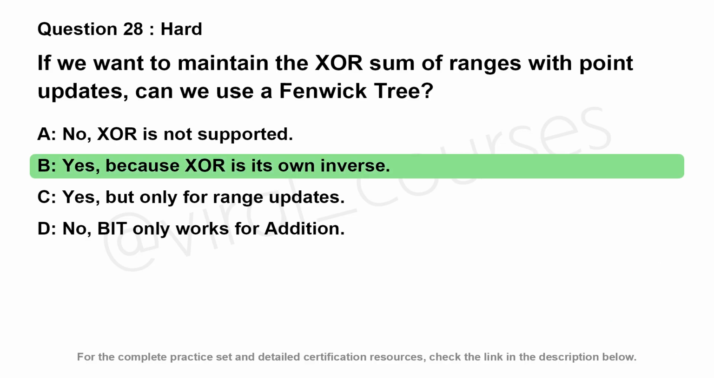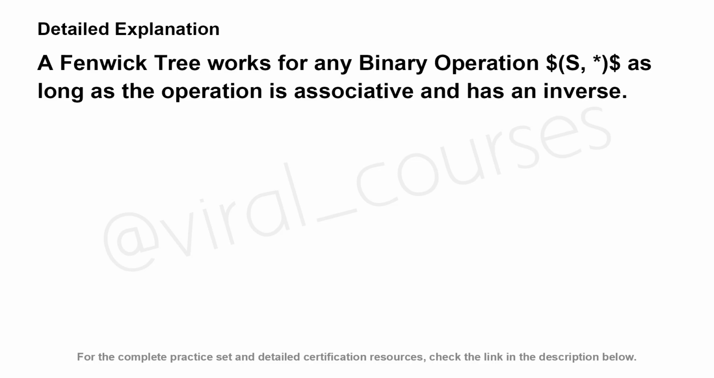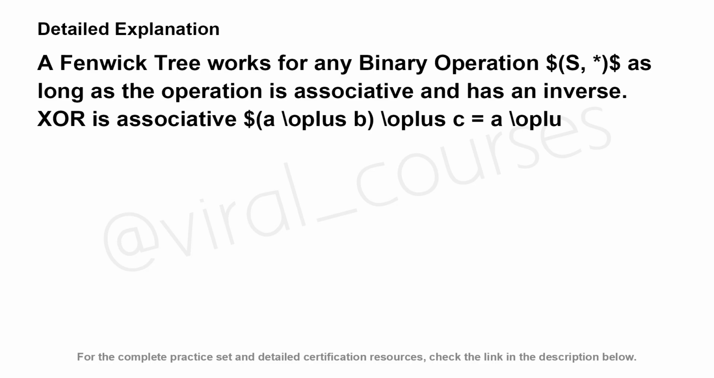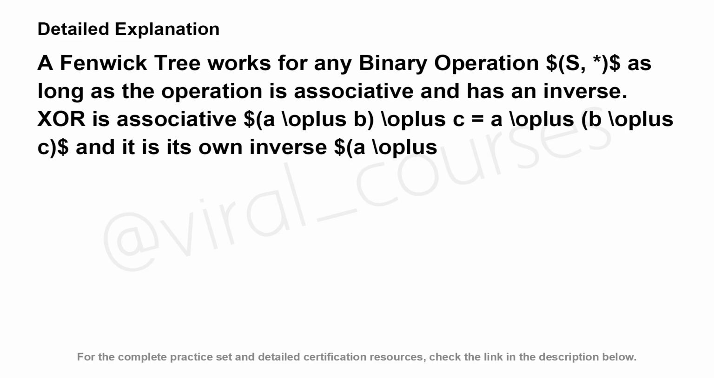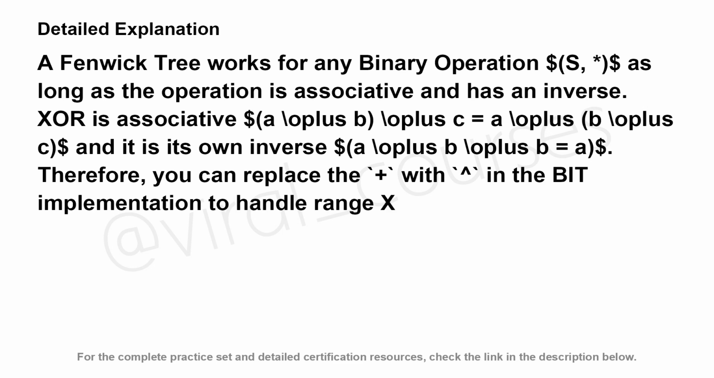The correct answer is B. A Fenwick tree works for any binary operation *, as long as the operation is associative and has an inverse. XOR is associative, (a ^ b) ^ c equals a ^ (b ^ c), and it is its own inverse, a ^ b ^ b equals a. Therefore, you can replace the plus with XOR in the BIT implementation to handle range XOR queries perfectly.